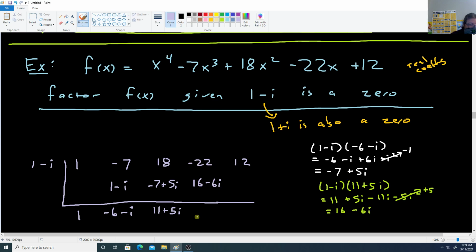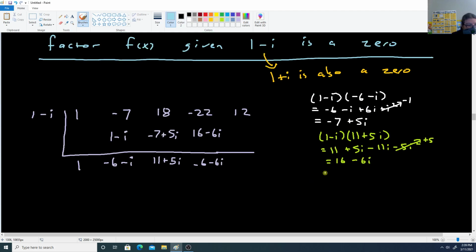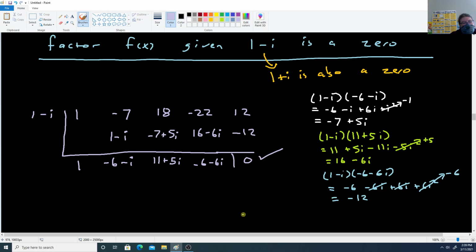Negative 22 take away 16 is negative 6 minus 6i. So now I do 1 minus i times negative 6 minus 6i. Let's see, so it's negative 6. That'll be a negative 6i. That'll be a positive 6i. That will be a positive 6i squared. This cancels. This becomes a negative 6. Negative 6 minus 6 is negative 12. So I get remainder 0, which is what I wanted.